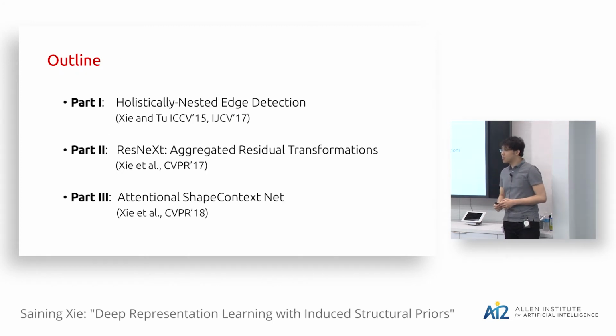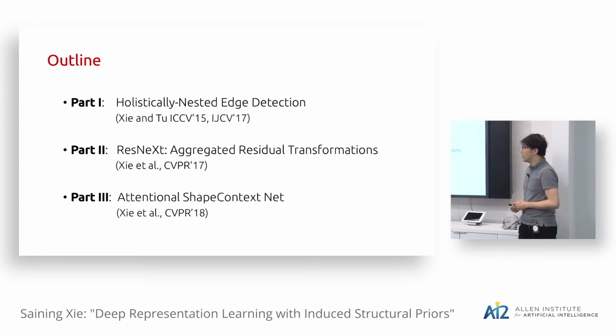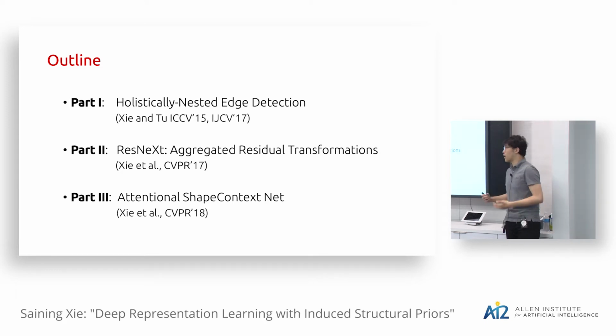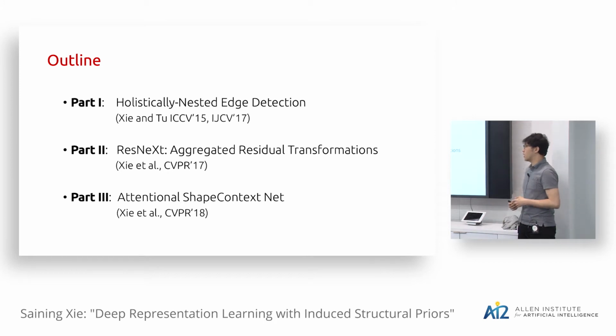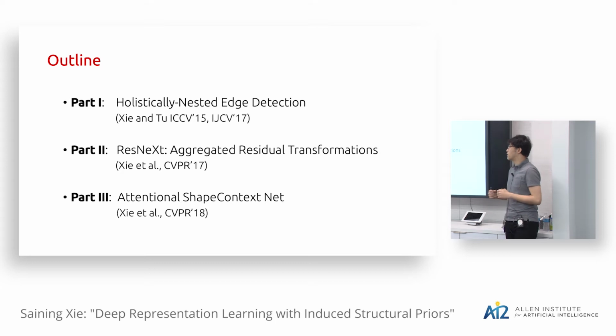Okay, so this is the outline of my talk today. I'll mainly cover 3 papers. The central theme of all those papers is how we can incorporate useful, minimal, and transparent structural priors into building a neural network architecture that can generalize well.